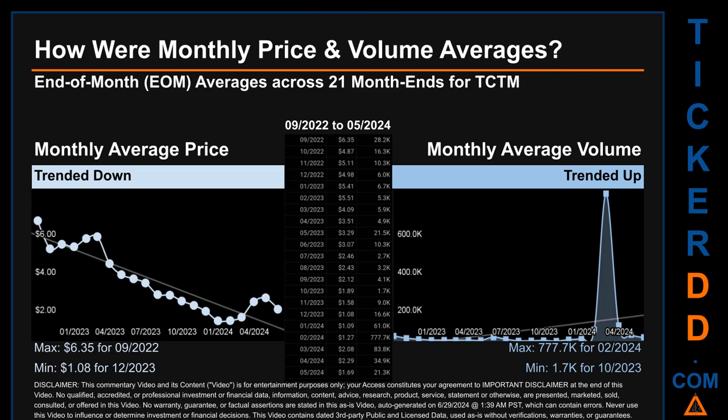How were price and volume averages for TCTM? Across 424 trading days, there were a total of 21 month ends, of which monthly averages for daily price and volume were calculated. Overall, monthly price average trended down while monthly volume average trended up. The maximum end-of-month average price was $6.35 for 09, 2022, while the minimum was $1.08 for 12, 2023. Looking at volume, 02, 2024 and 10, 2023 respectively saw the highest and lowest monthly average volume at 777.7 thousand and 1.7 thousand.